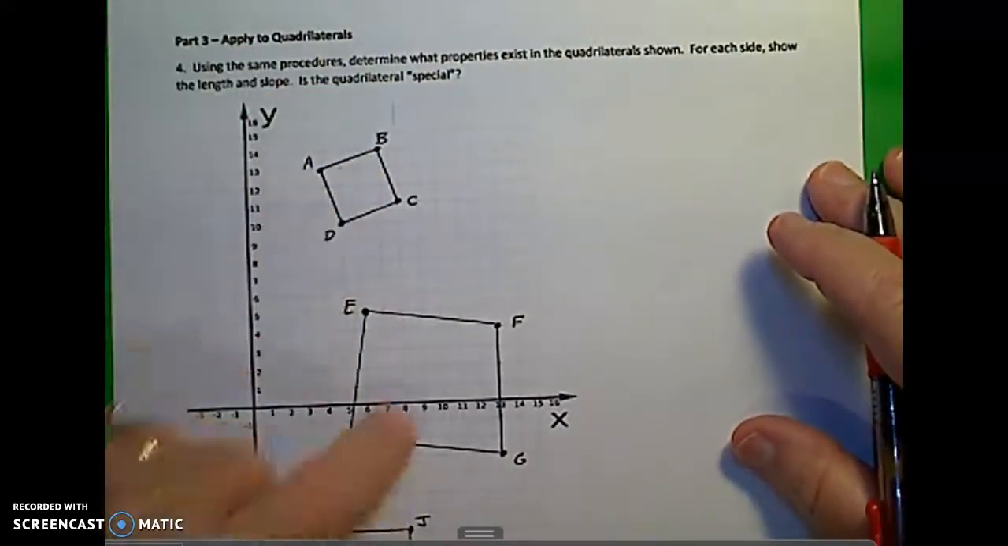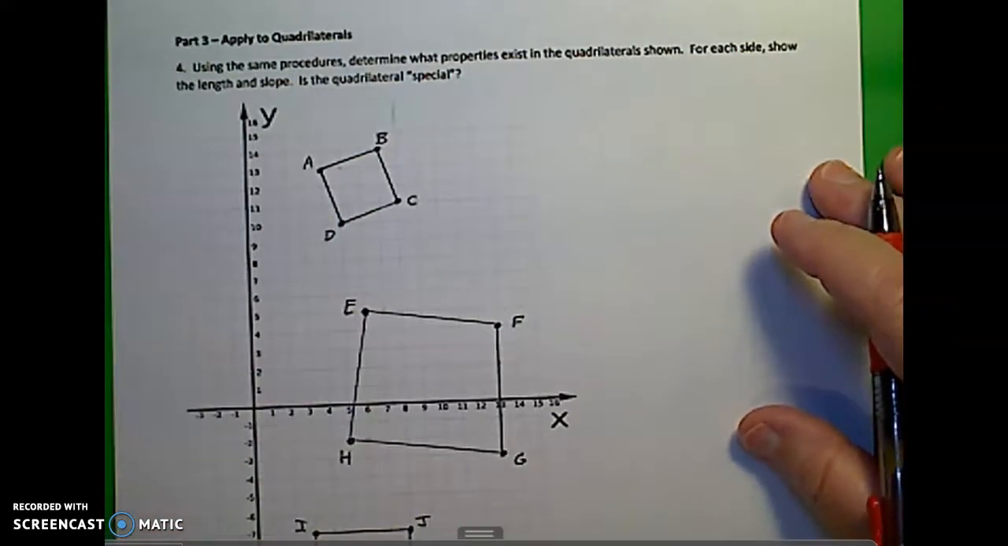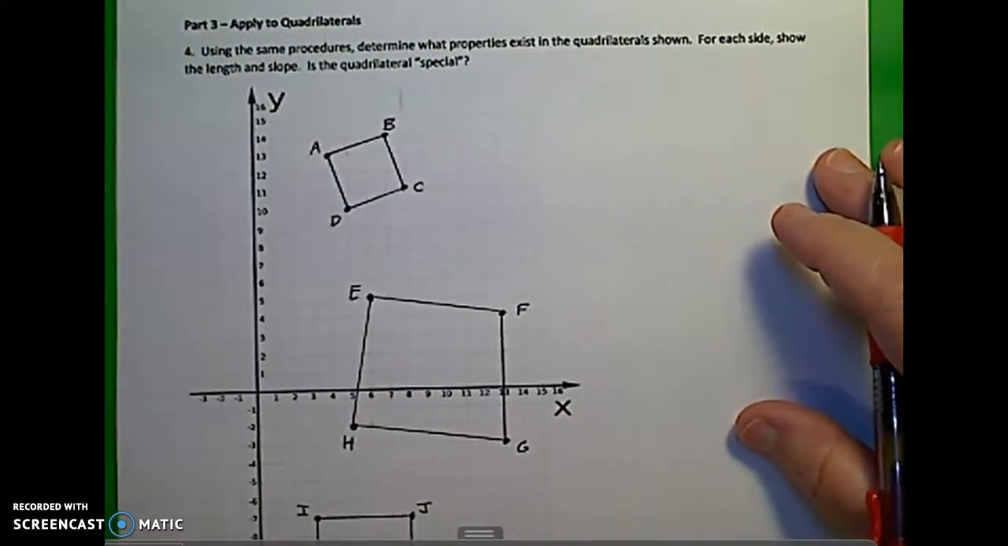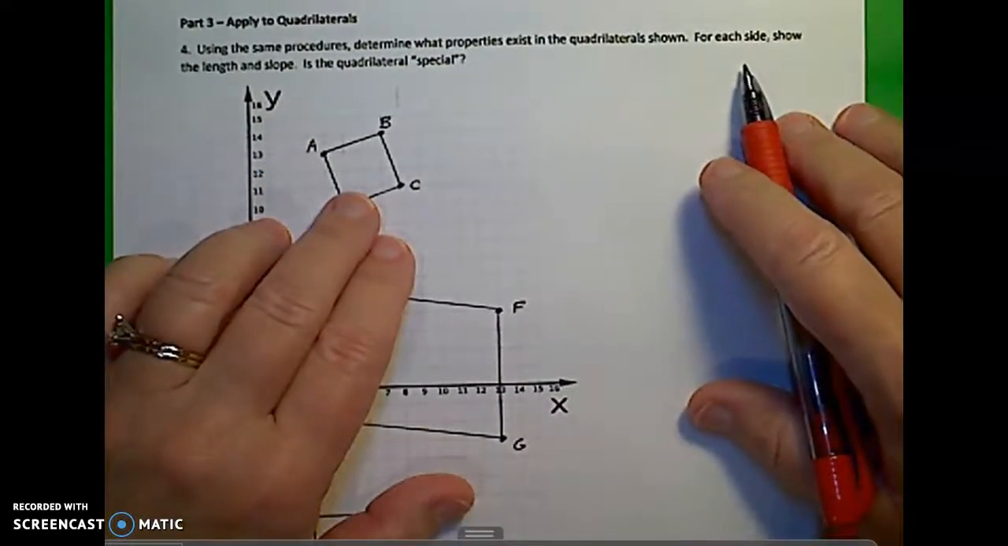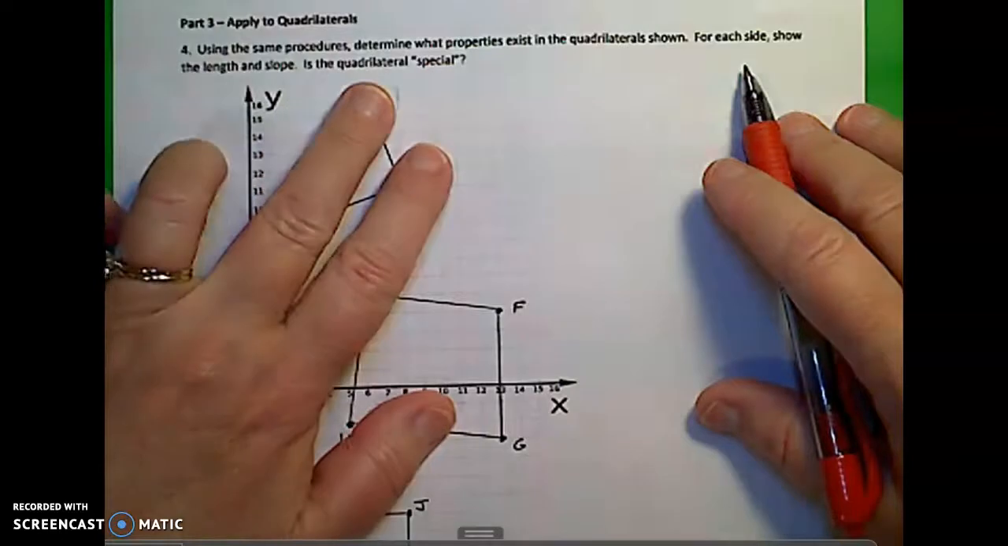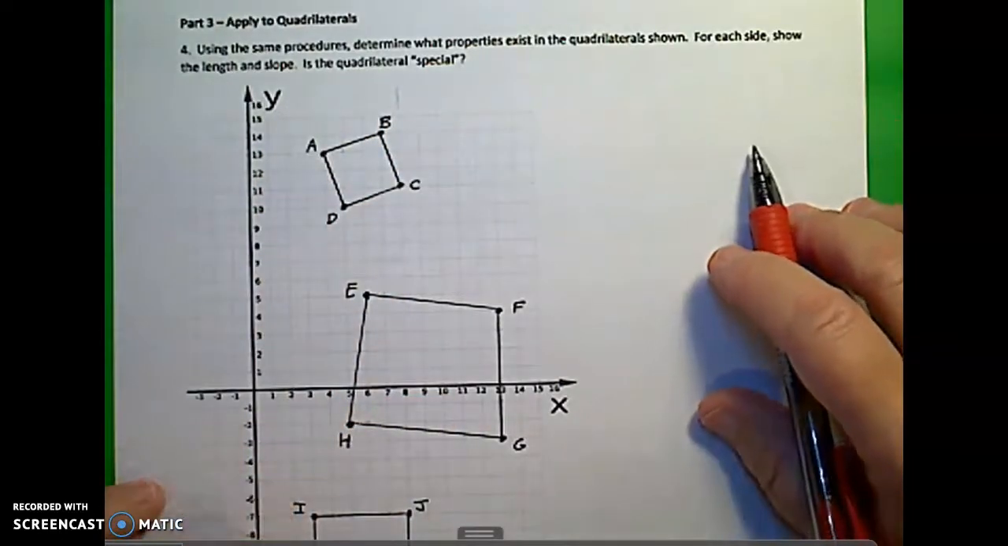So I have three different shapes here we're going to look at. We're going to do the same procedure. We're going to determine the properties that exist in these quadrilaterals. For each side in the quadrilateral, show the length and the slope, and is it special? Is it a special quadrilateral?